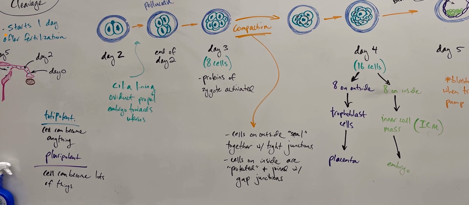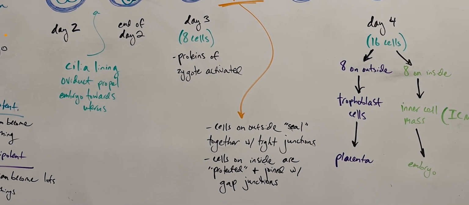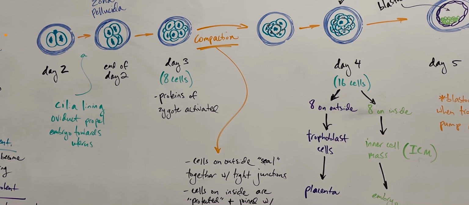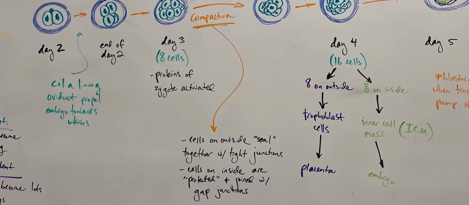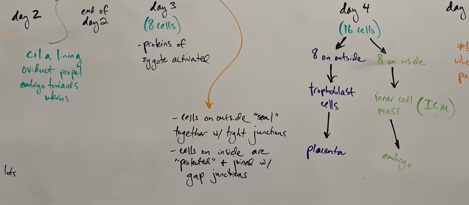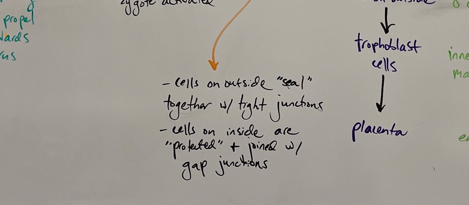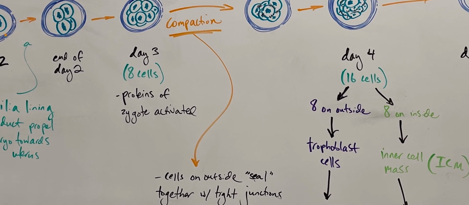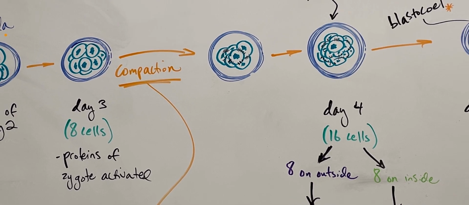Now, after this 8-cell stage, the embryo is going to undergo a process called compaction. This is when the cells on the outside are going to seal together with tight junctions. Remember, tight junctions are just these really strong cellular unions that prevent anything from moving in between the cells. And inside those 8 cells that are sealed together, you're going to have the cells on the inside. These are going to be protected by those outer cells, but they're joined together with gap junctions, which allow them to trade ions and nutrients with each other. Gap junctions are like little tunnels that exist between cells.